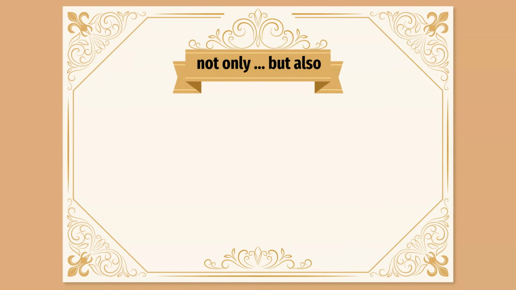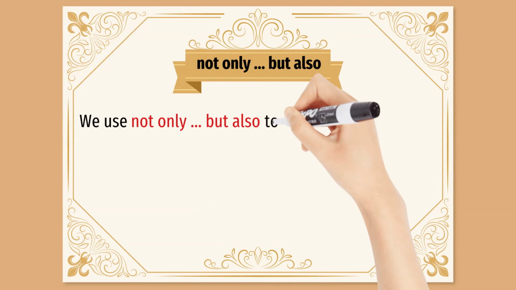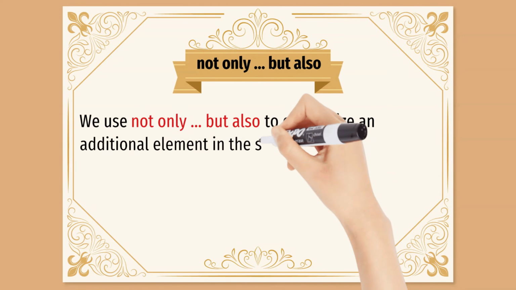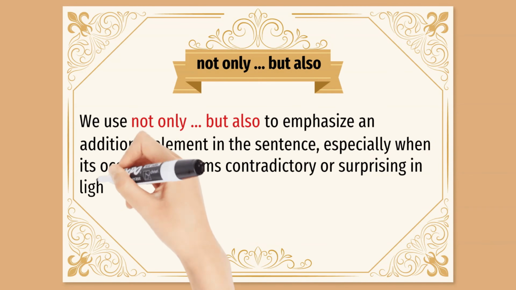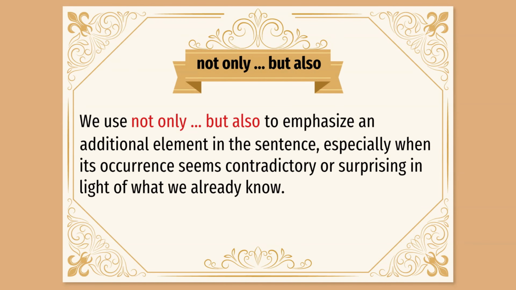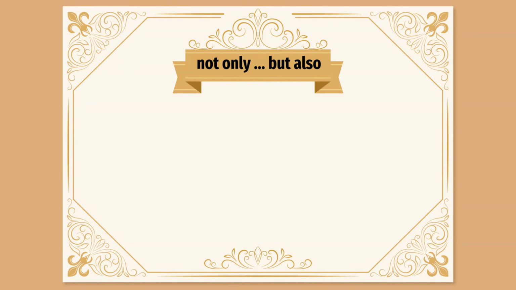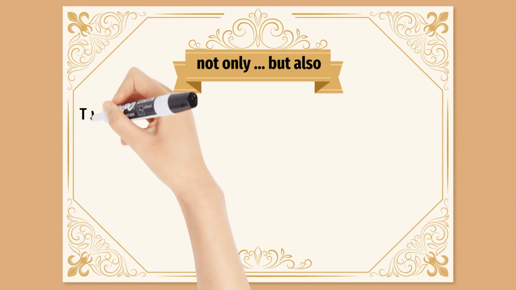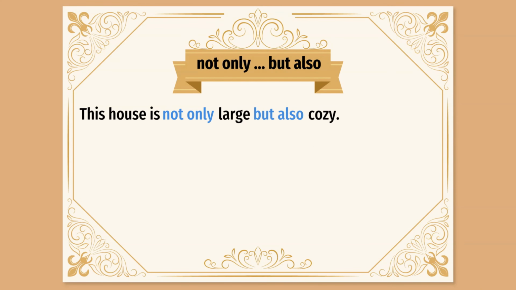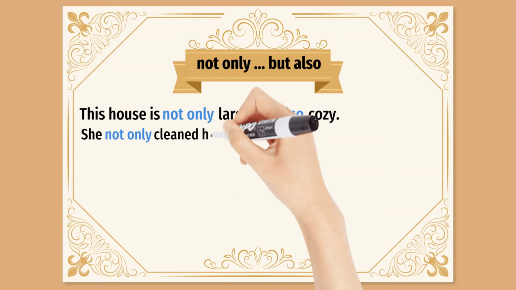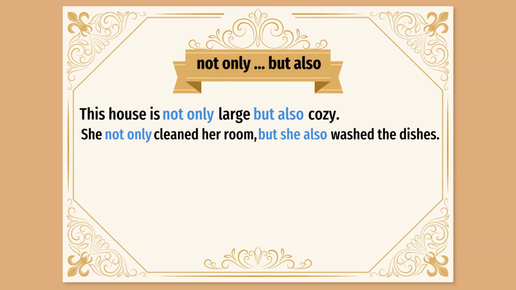Not only, but also. We use not only, but also to emphasize an additional element in the sentence, especially when its occurrence seems contradictory or surprising in light of what we already know. For example, this house is not only large but also cozy. She not only cleaned her room, but she also washed the dishes.